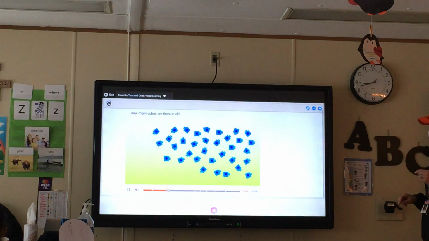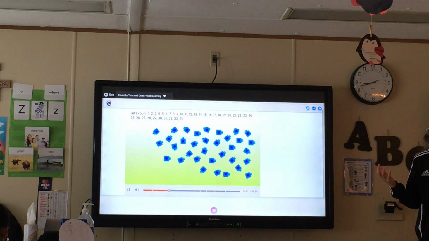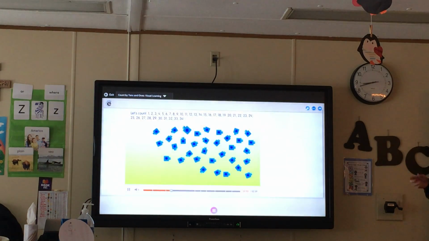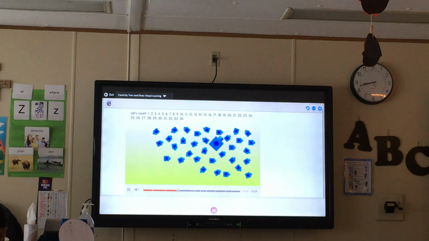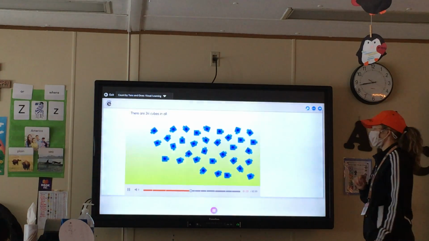How many cubes are there in all? How many are there? Let's count. You're going by ones. 1, 2, 3, 4, 5, 6, 7, 8, 9, 10, 11, 12, 13, 14, 15, 16, 17, 18, 19, 20, 21, 22, 23, 24, 25, 26, 27, 28, 29, 30, 31, 32, 33, 34. Oh, there's only 34 in this group. There are 34 cubes in all.